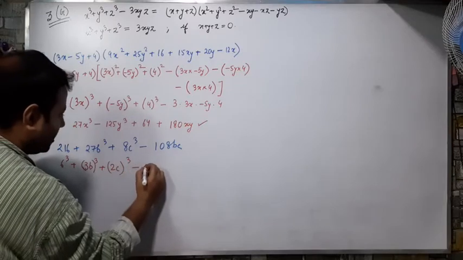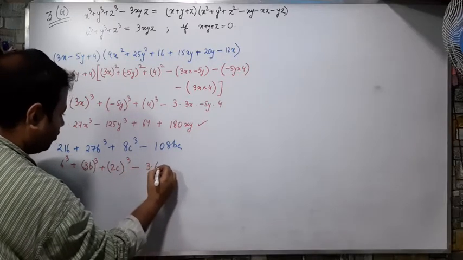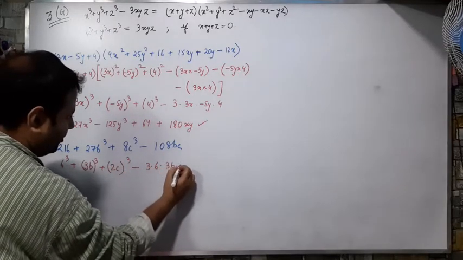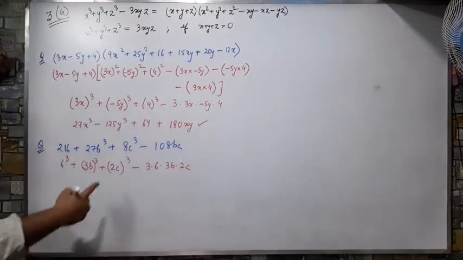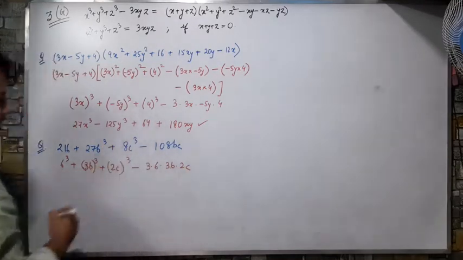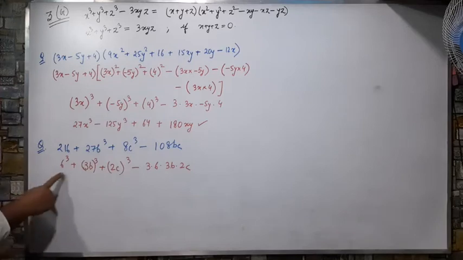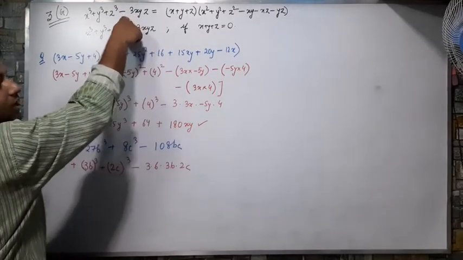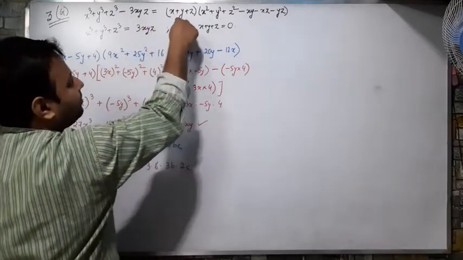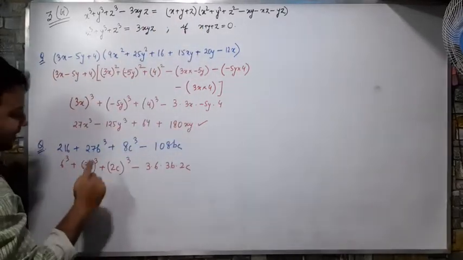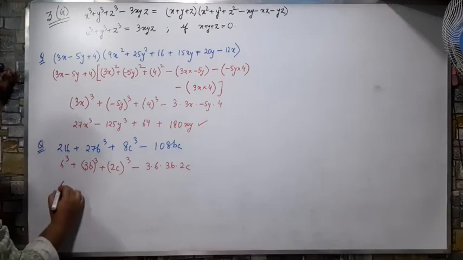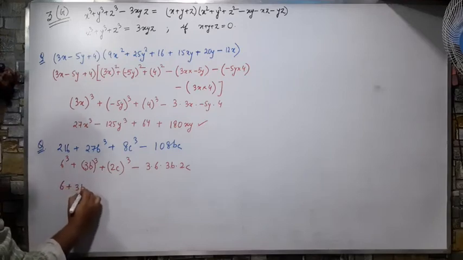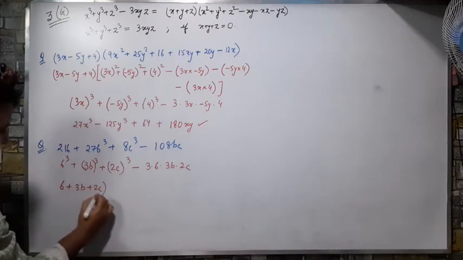And this can be written as minus 3 into 6 into 3b into 2c. See, the product of this is 108. So I am getting a cube plus b cube plus c cube minus 3abc. So this is that formula. I will write x plus y plus z, that is a plus b plus c, so I will get 6 plus 3b plus 2c. This is the first term.